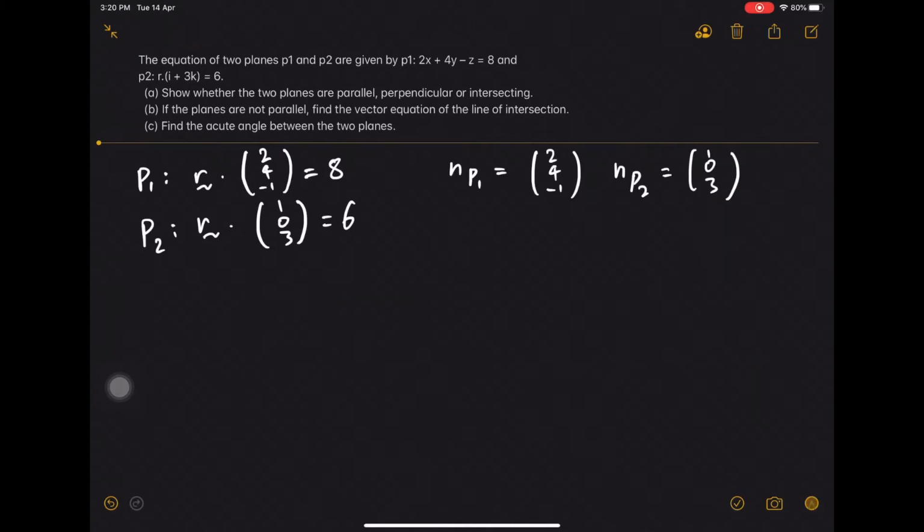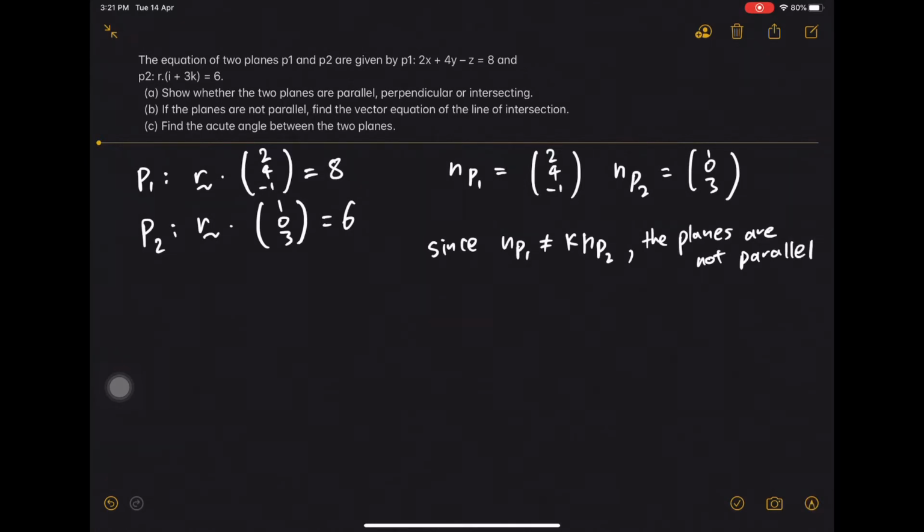If you look at the normal vectors for plane 1 and plane 2, you can see that both of them are not equal. You cannot factorize out any common scalar multiple to show that they have a common vector. Since np1 is not equal to a scalar multiple of np2, this shows that the planes are not parallel. This is how you show that they are not parallel.